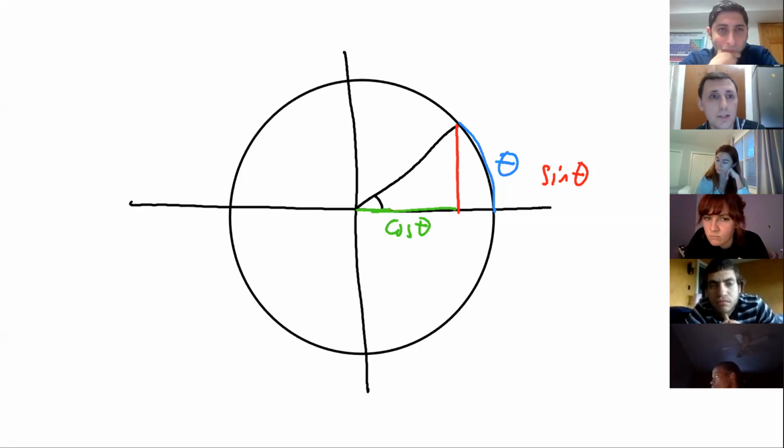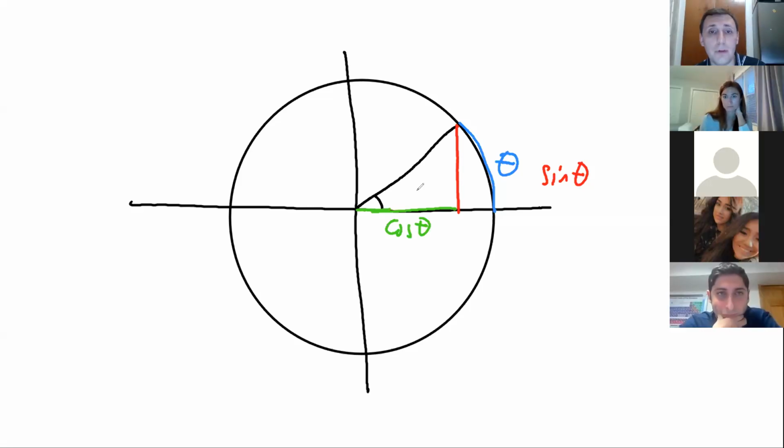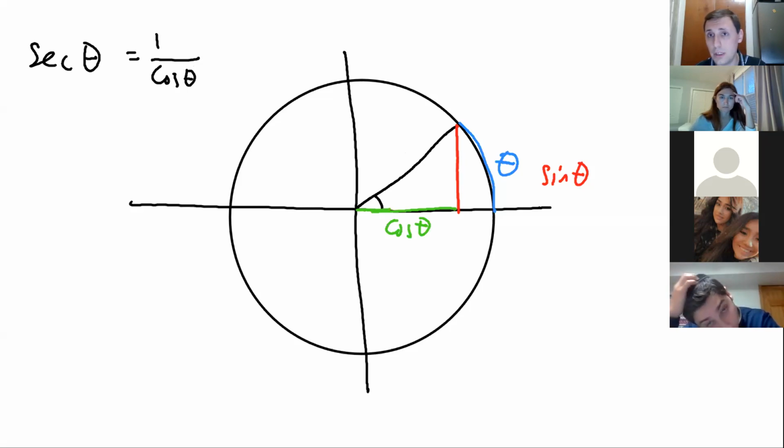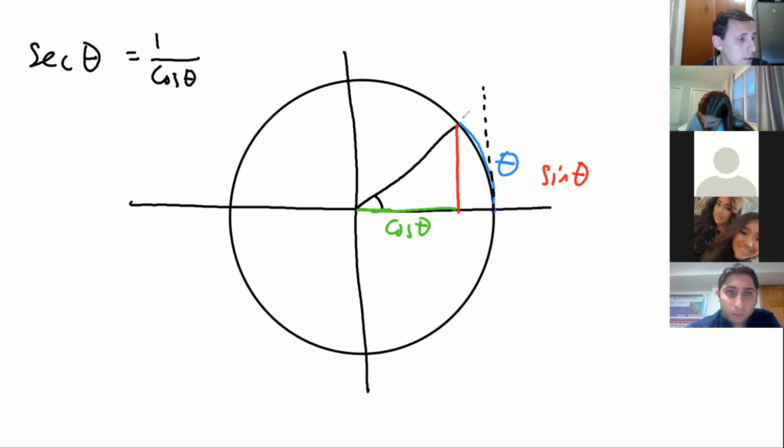Do you understand? So if I want to calculate secant of theta, it's the same as 1 over cosine theta, which I don't like. So what am I going to do? I'm going to make this 1 because I want to divide by 1. Do you agree? Same as with the tangent. So I'm going to extend this, and I'm going to extend here. And here, guys, look at it now.